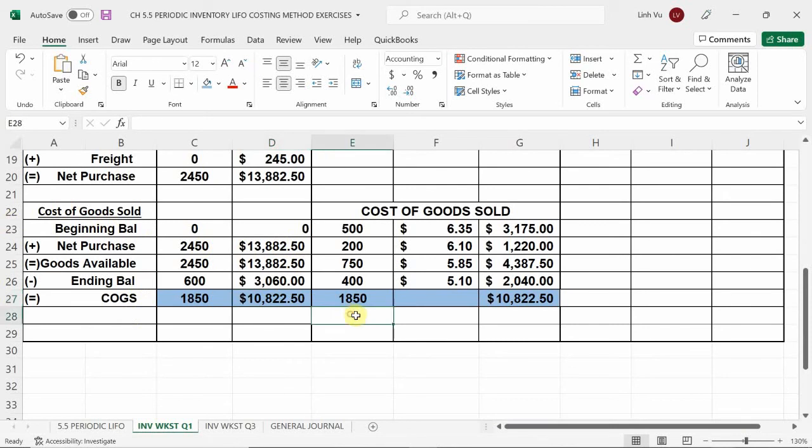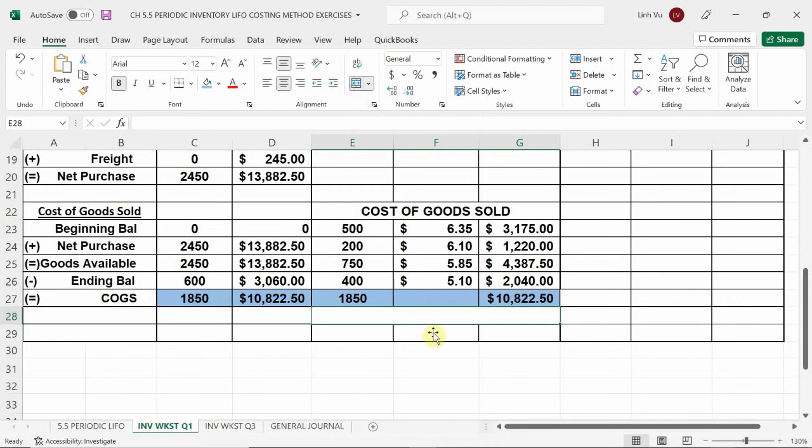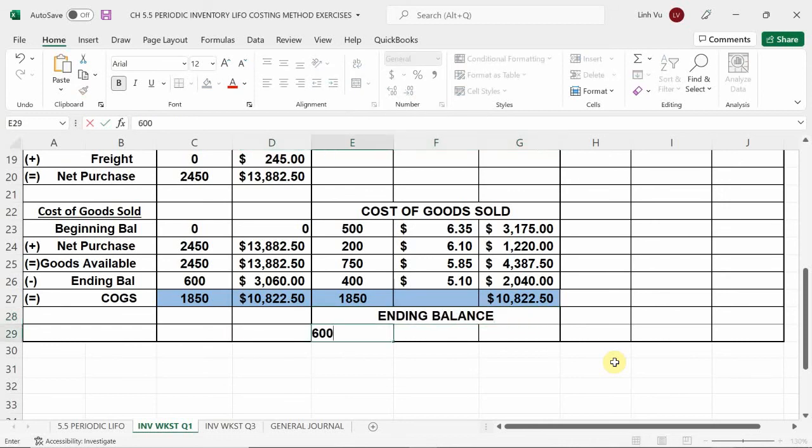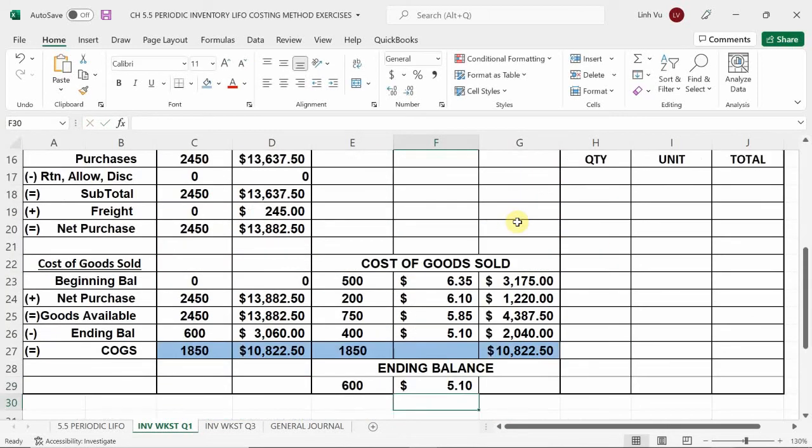Okay, so I'll put the mini table down here. And I'll say this is ending. If it's 600 units at $5.10, you'll get your ending balance to be $3,060.